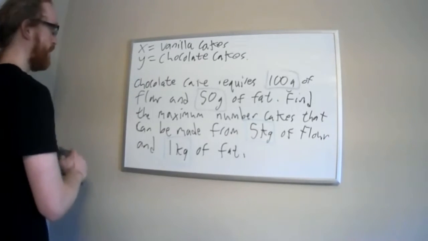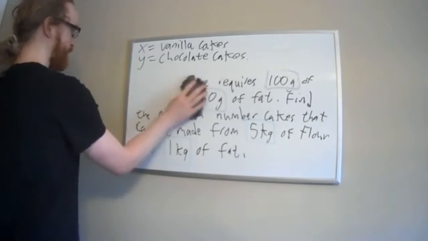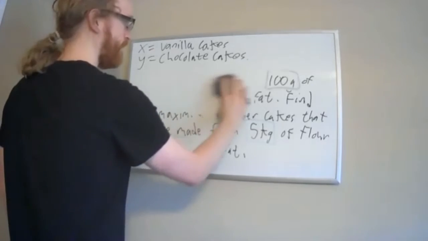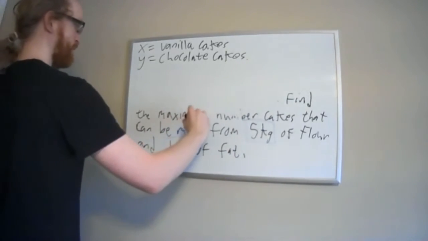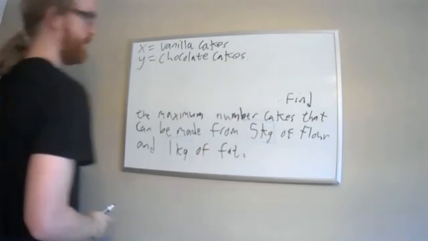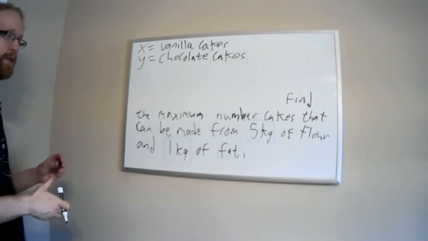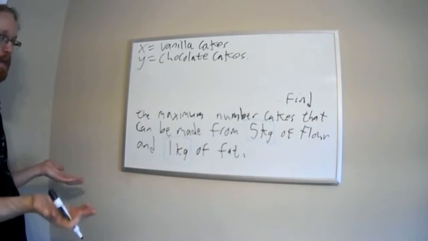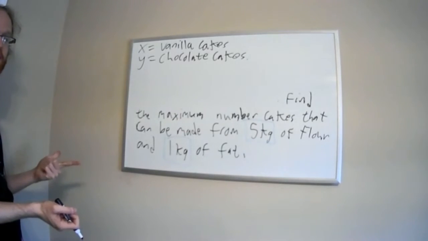Next, let's find our objective function. The objective function is the thing that I want to maximize. So what's it say here? We're supposed to find the maximum number of cakes that can be made. So what should my objective function be? Well, it has to represent the number of cakes that I'm making. How many cakes am I making? Well, it depends on how many vanilla cakes I make and how many chocolate cakes I make.